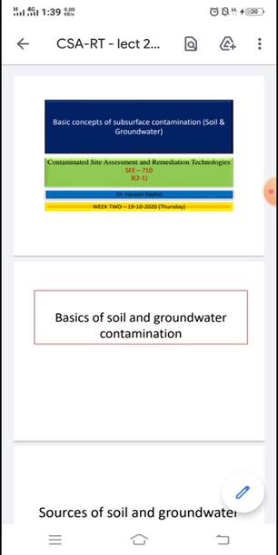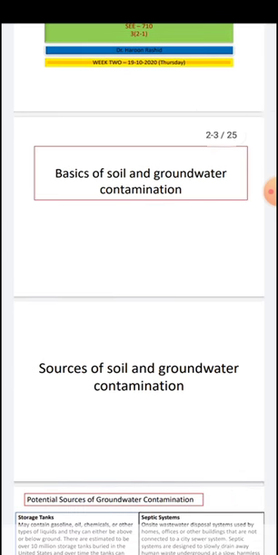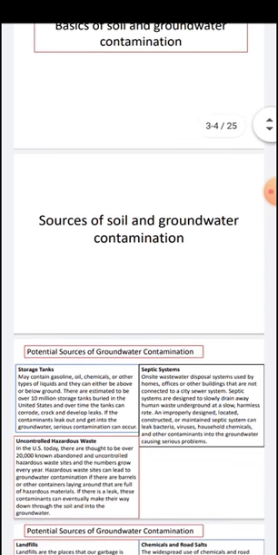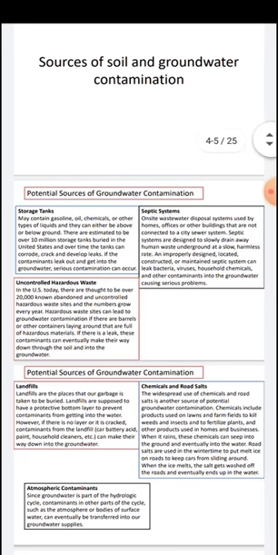Then further we will go into the detail by studying some laws which will be ruling the movement of contaminant transport. So, something about the basics of soil and groundwater contamination. I think it's very much obvious that we have some specific source which is contaminating our soil, and then from soil we have the contamination of groundwater.